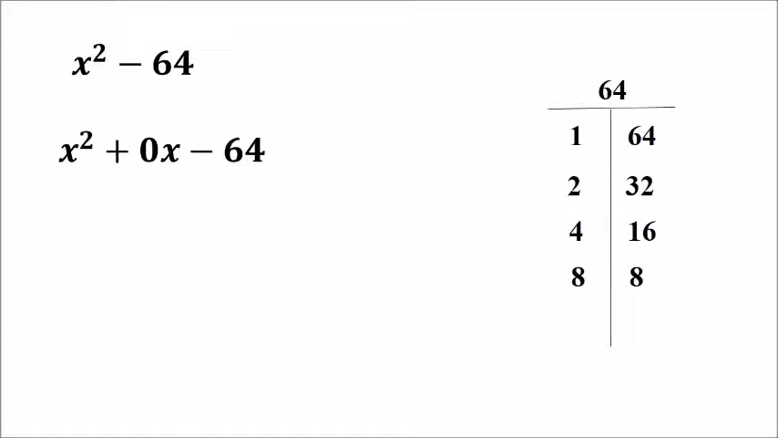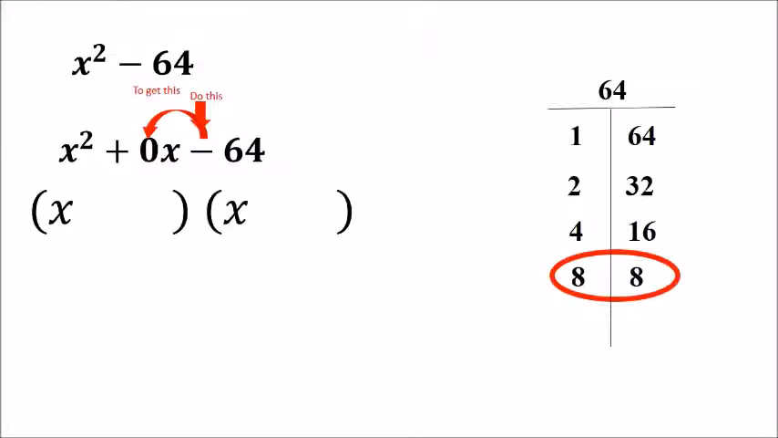Now, I want these numbers to subtract to equal 0 because we want them to go away. So that means it has to be the same number. So we're going to split up our x's and we're going to split up our 8's. Since it's a minus 64 at the end, that means our signs are different. So one has to be a plus and one has to be a minus. And it doesn't matter which one you write first.